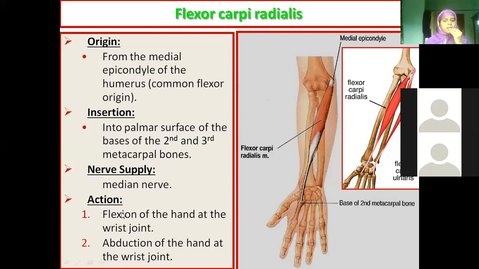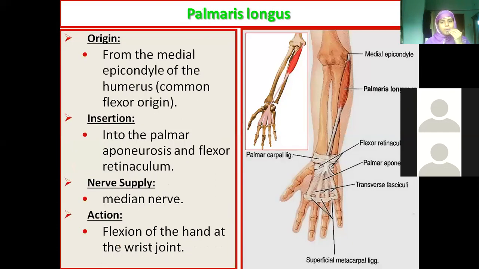What is the nerve supply? Median nerve. The word flexor means it is bringing about flexion of the hand at the wrist joint. Then it is also bringing about abduction of the hand at the wrist joint. Abduction is when you move it away. Adduction is when you bring it close to the midline. Then we have palmaris longus.